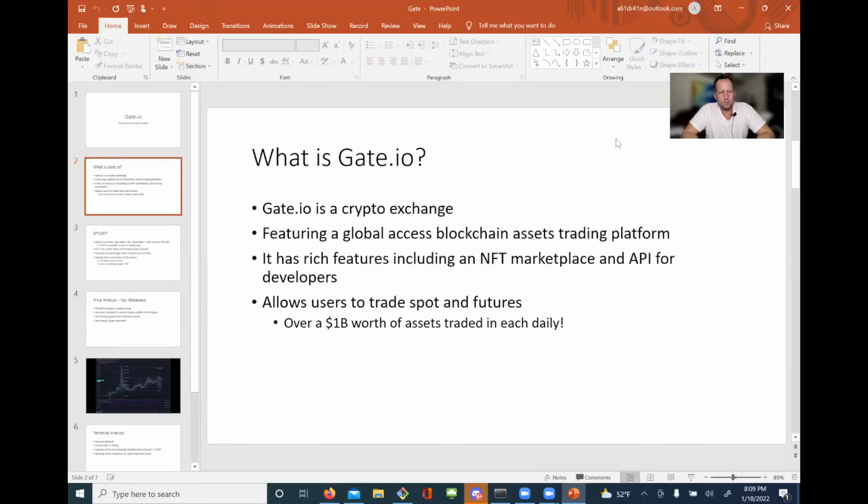So what is Gate.io? Gate.io is a crypto exchange featuring a global access blockchain assets trading platform. It has rich features, including an NFT marketplace and API for developers. It allows users to trade spot and futures with over $1 billion worth of assets traded in each of those things, spot and futures, on a daily basis.